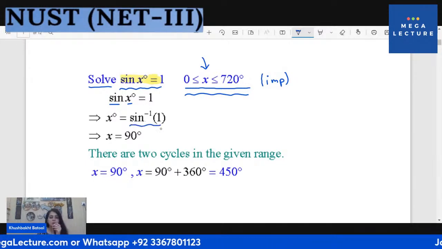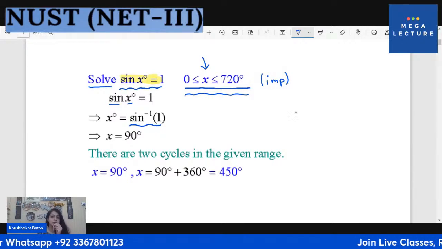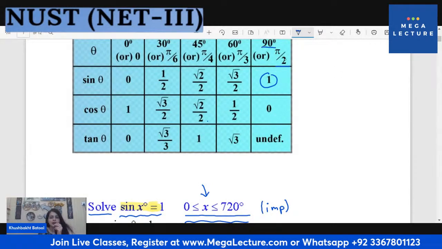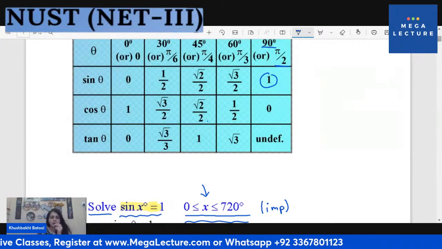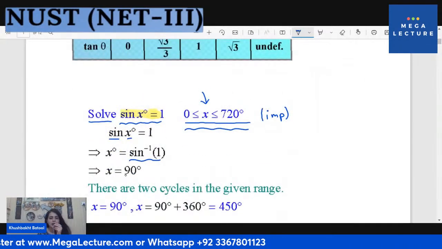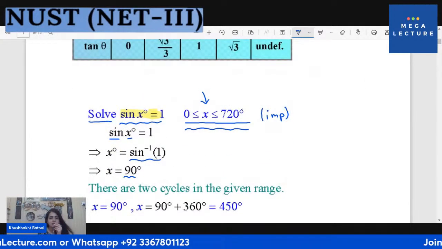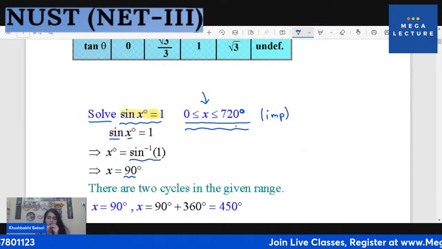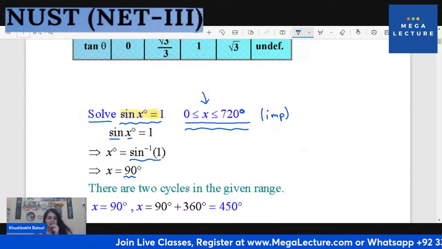And sine inverse 1 would be what? You'll be doing this without a calculator. So even if you know the graph, you would be knowing the value. If not, then sine is 1 when your theta is 90 degrees or pi by 2. Now they are going with 90 degrees because this interval is in degrees. So if the interval is in degrees, make sure that you answer the questions in degrees. Okay, one answer is 90 degrees.